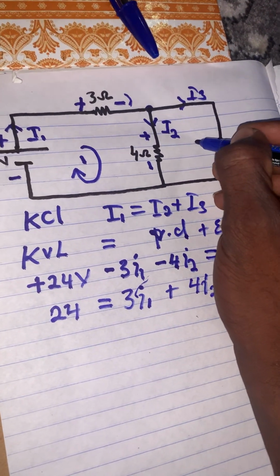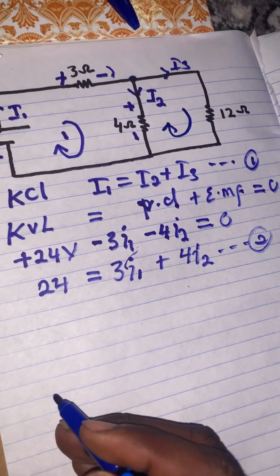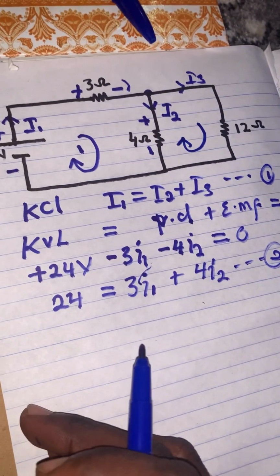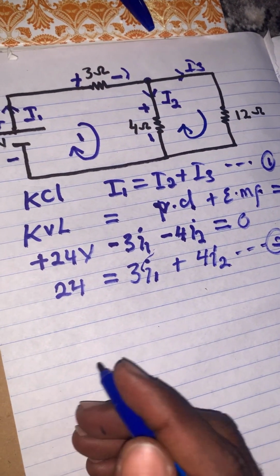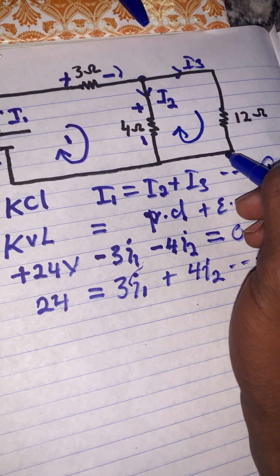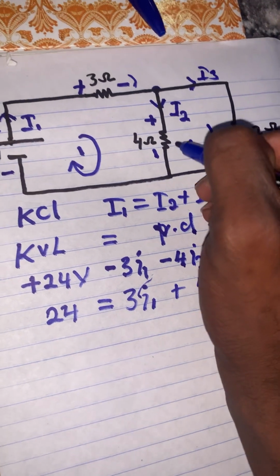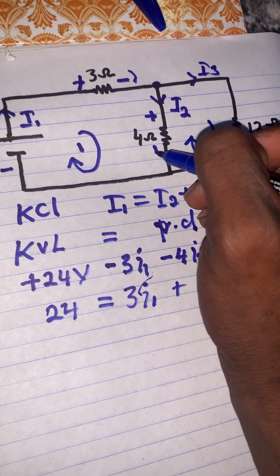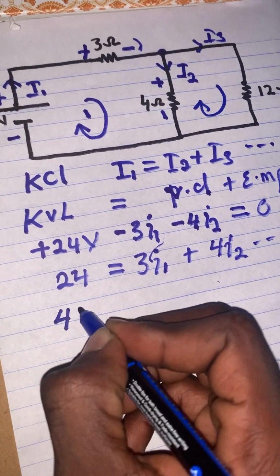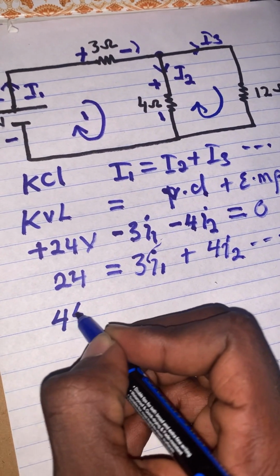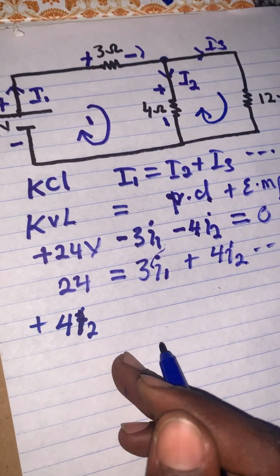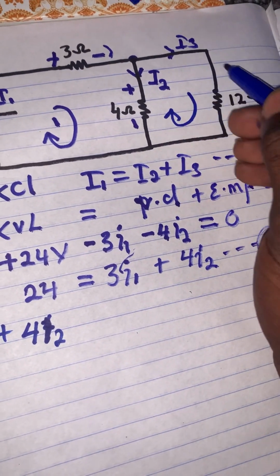Then we go to the second loop. We also take it in the clockwise direction because we took the first one also in the clockwise direction. Then we start from this, like this, and go like this, clockwise. This is the first sign. You neglect the first sign, then you take the last sign. This would be positive 4I2. Then we keep moving.